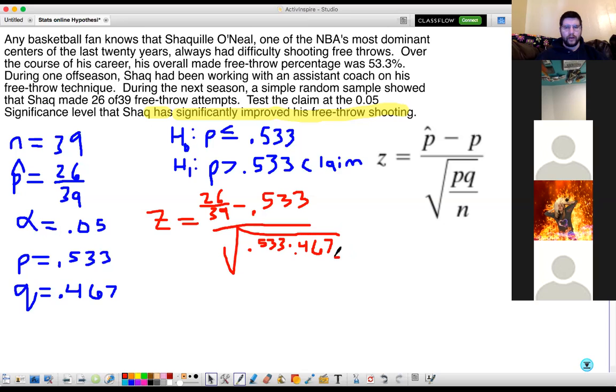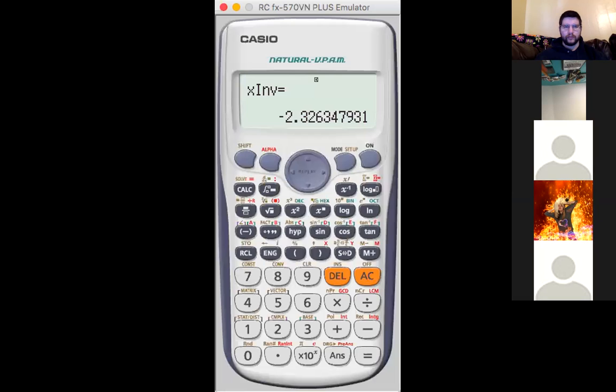Over N. N was 39. Okay, and we need to type that in the calculator and see what we get. I'll pull up the Casio. So go back to mode 1, and we're going to type this in.